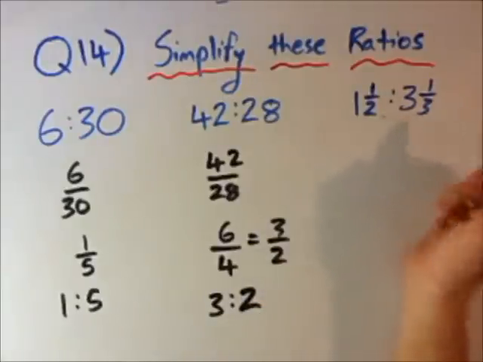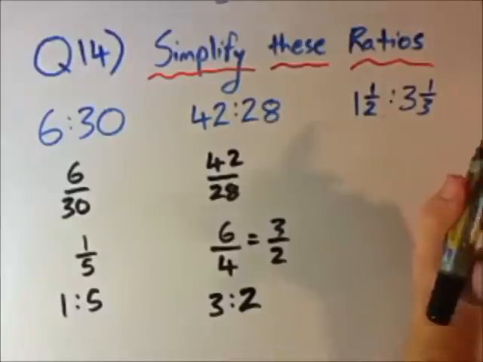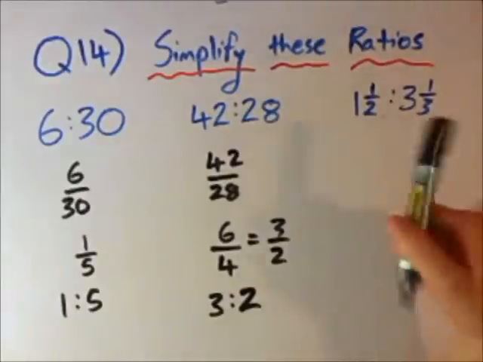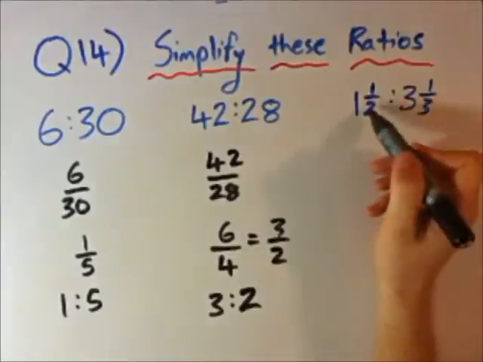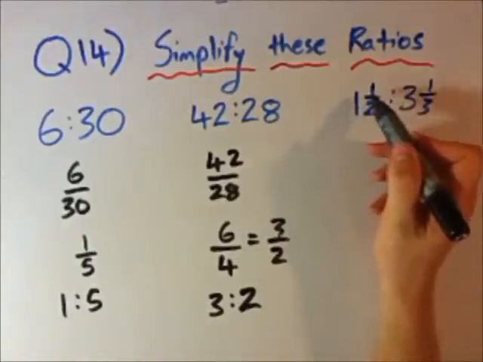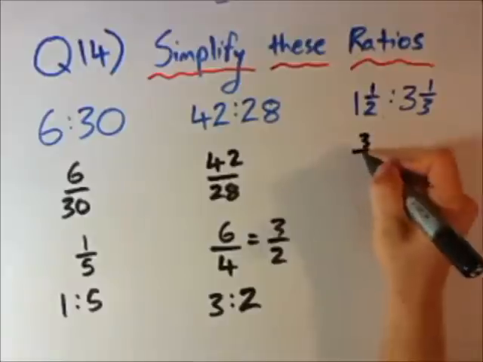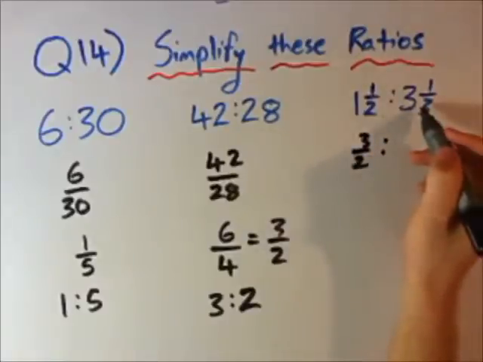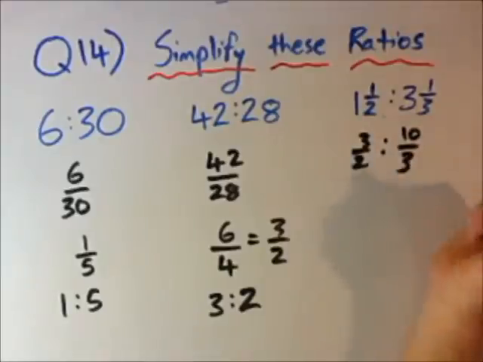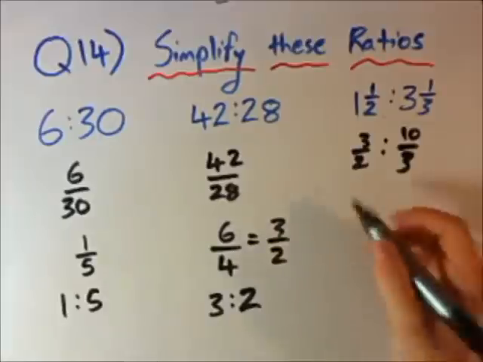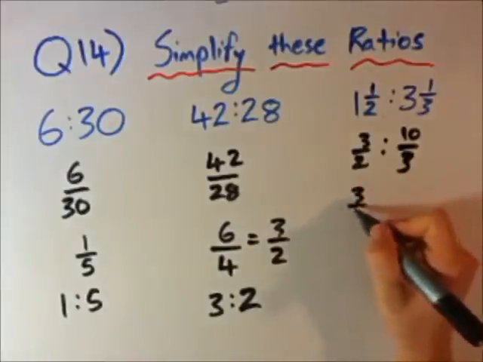Now, this one here, this is a little bit tricky. The first step, as I said in a previous hint, always convert your improper fractions to normal fractions. So I'm going to do that now. 2 times 1 is 2, plus 1 is 3. 3 times 3 is 9, plus 1 is 10. So now we have fractions that we like to see. Now I'm going to divide these fractions, similar to what I've done before.